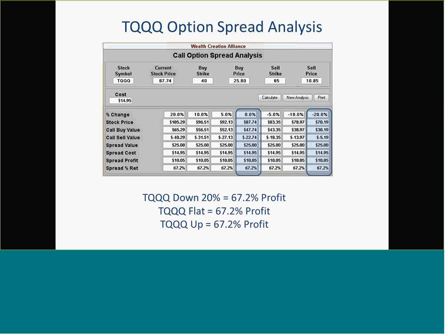And you can see I have downside protection built in when I created this spread. So even if the ETF goes down 20% to 70.19, I'm still going to realize a 67% return on this spread trade. So here's an example of a profitable call purchase where I created a spread that gave me downside protection, and even if the underlying ETF declines 20%, I'm still going to realize a 67% return on this trade. So that's why we do these option spreads. We want to protect those profits.